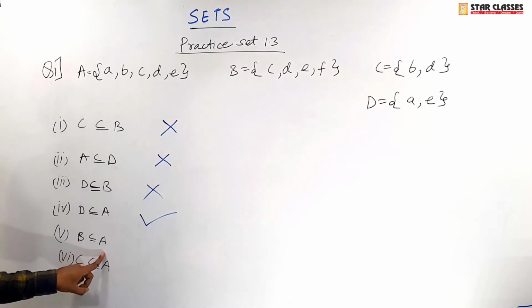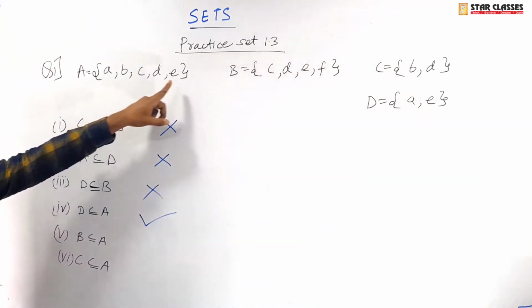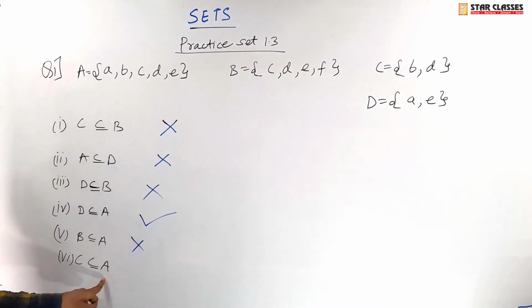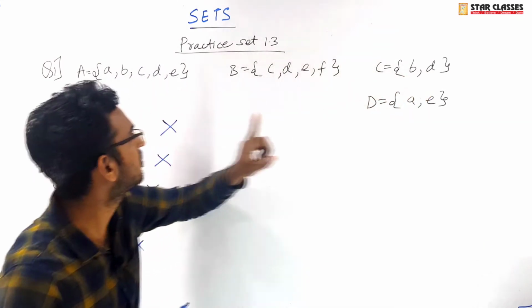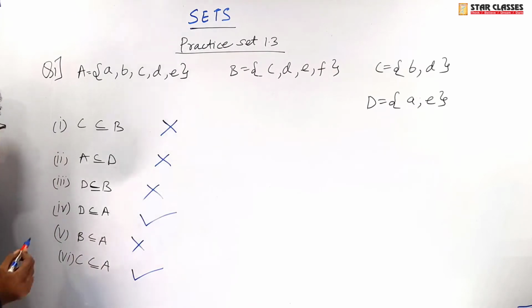B is subset of A. B has C, D, E, F. But A doesn't have F. That is why this is not. C is subset of A. C has B and D. A also has B and D, and A is bigger. So you can say this is.